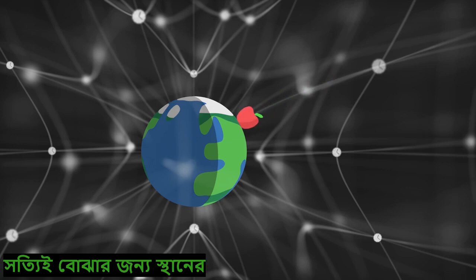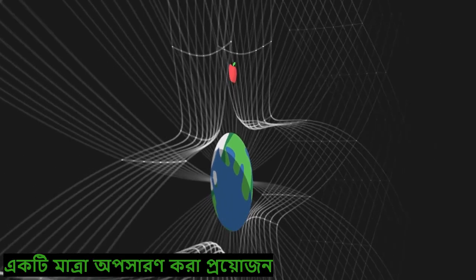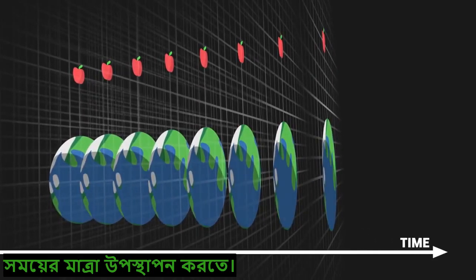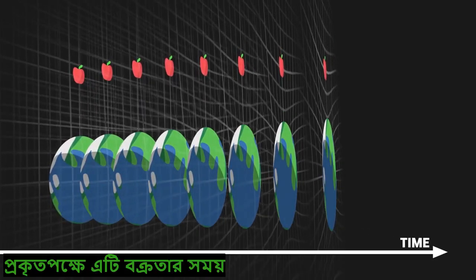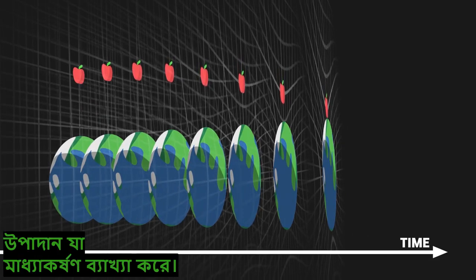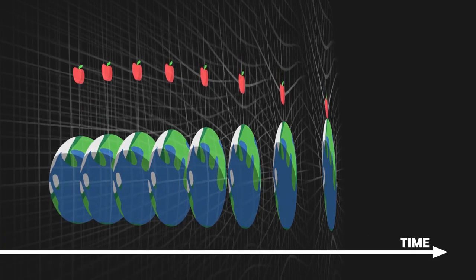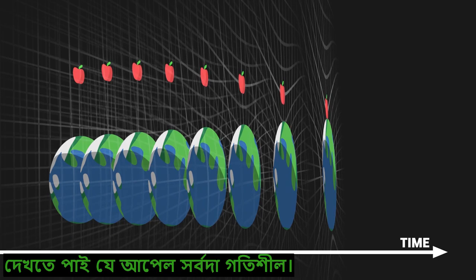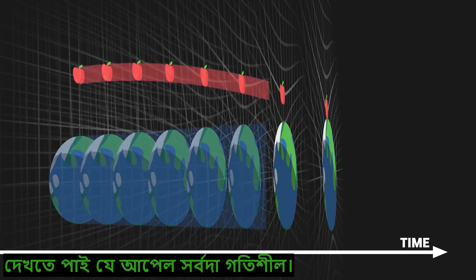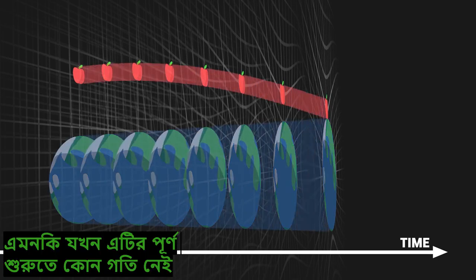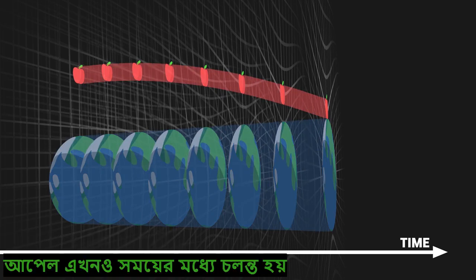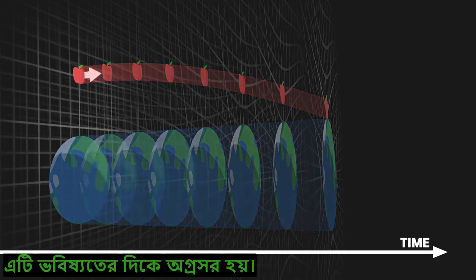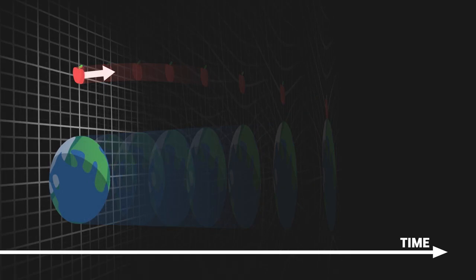To really understand, it is necessary to remove 1 dimension of space to represent the dimension of time. In fact, it is the time component of the curvature which explains gravity. With such a diagram, we see that the apple is always in motion. Even when it has no speed at the start of its fall, the apple is still moving in time. It progresses towards the future.